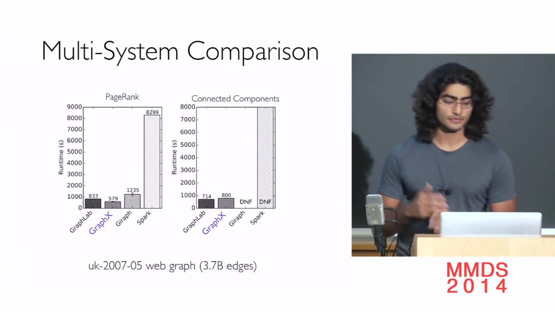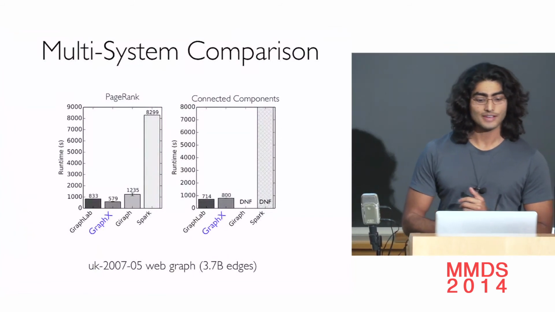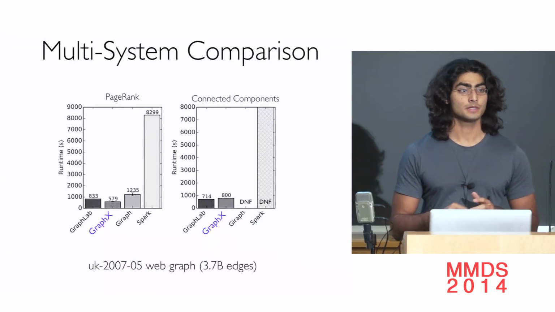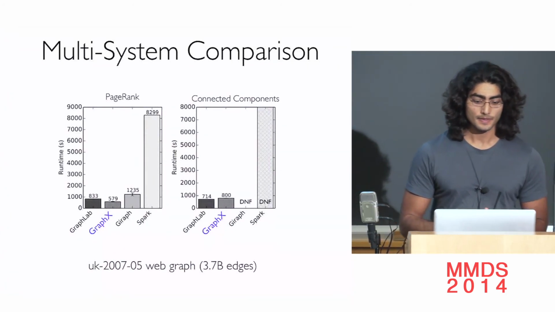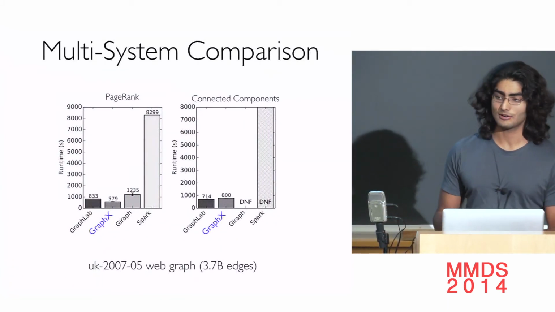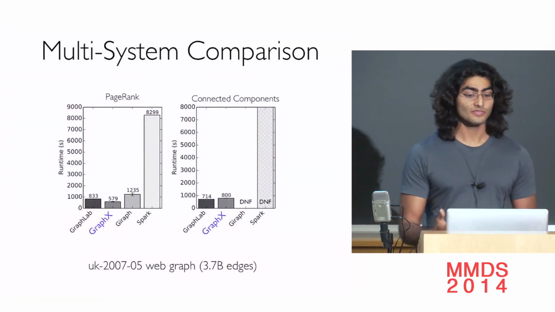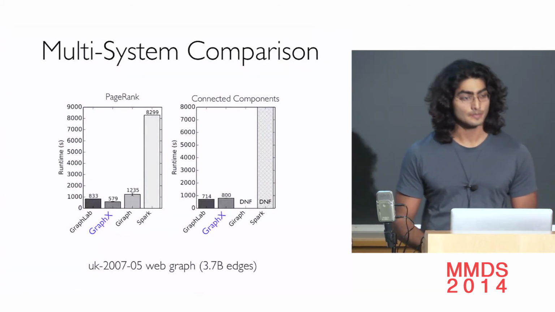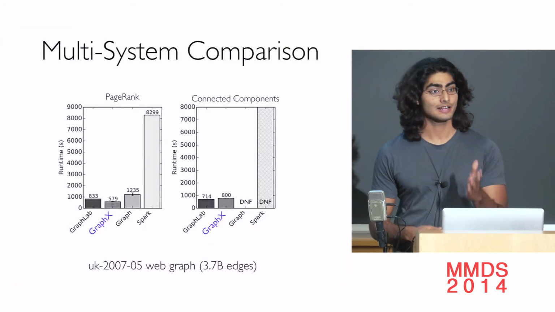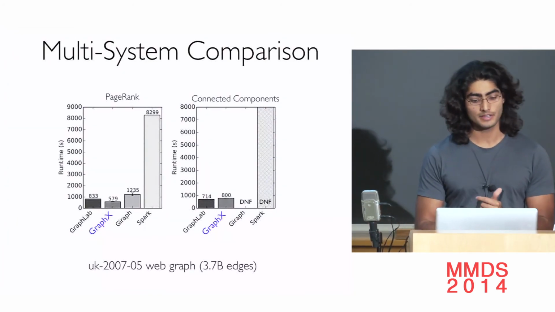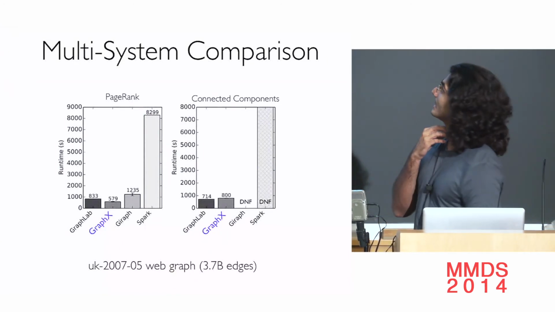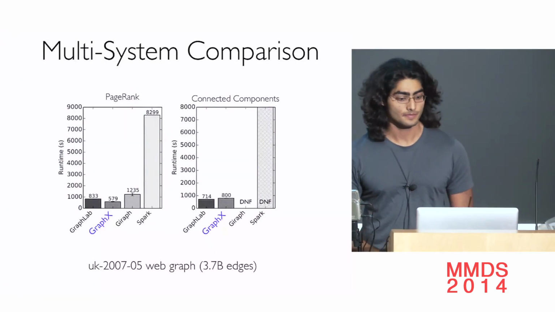All right, finally, as a result of these optimizations, GraphX is, first of all, an order of magnitude faster than just naively writing, say, PageRank in Spark. And it's also comparable in performance to the fastest specialized graph systems like GraphLab. But it also provides much more flexibility due to being embedded in Spark. So here's a benchmark of PageRank and components on a web crawl that has 3.7 billion edges. And here, GraphX actually is faster than GraphLab in one case, and it's comparable in general.